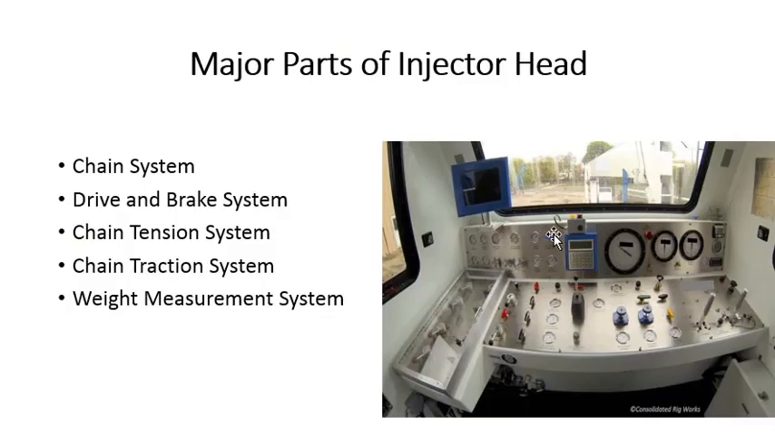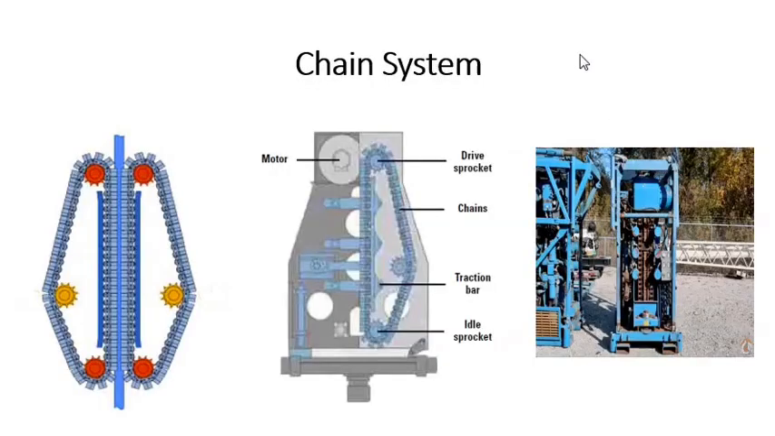Coil tubing operator can control the function of these systems from the control cabin, and thus can control the movement of the injector head and thus overall operating of coil tubing unit, and can perform the coil tubing job. So the first system of the injector head is chain system.